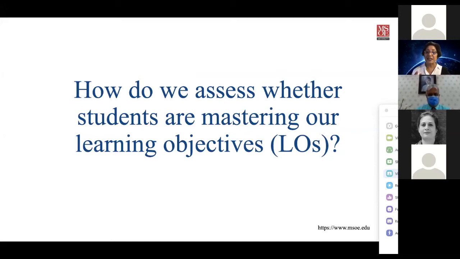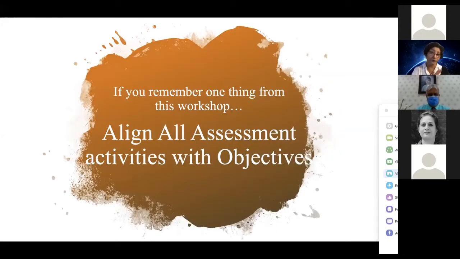So how do we assess whether students are mastering our learning objectives, or LOs? How do we know that our students are learning? If from today's workshop you want to take one single thing with you, I would like you to take this: align all assessment activities with your objectives. First day of the class, spend time on your syllabus. Tell them what my objective is. They can be 3, they can be 7, they can be 2, they can be 1. My objective is to help you understand quantum physics by the end of this semester. And I am going to do it how?